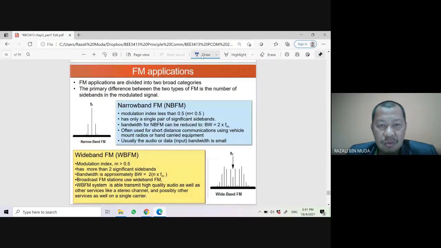FM applications are divided into two broad categories. The primary difference between the two types of FM is the number of sidebands in the modulated signal. First is narrowband FM, NBFM. Modulation index less than 0.5 has only a single pair of significant sidebands. Bandwidth of narrowband FM can be reduced to 2 times FM, often used for short distance communication using vehicle mounted radios and hand carry equipment. Usually the audio and data bandwidth is small.